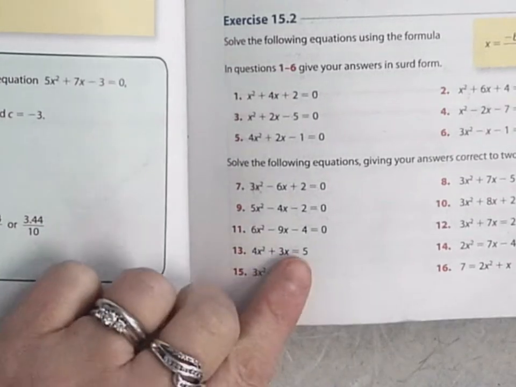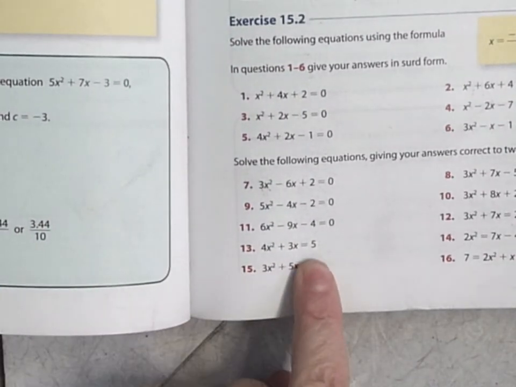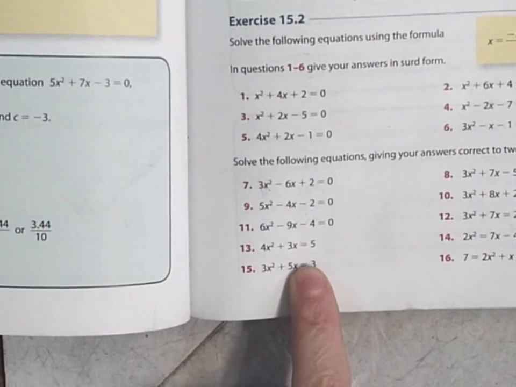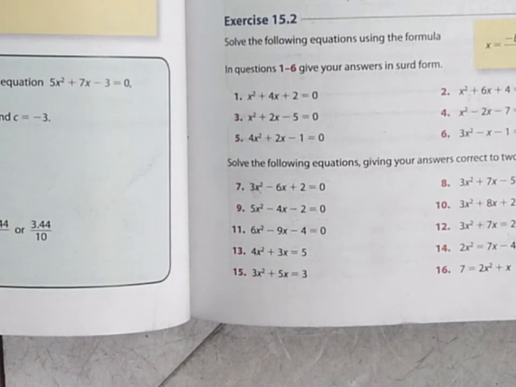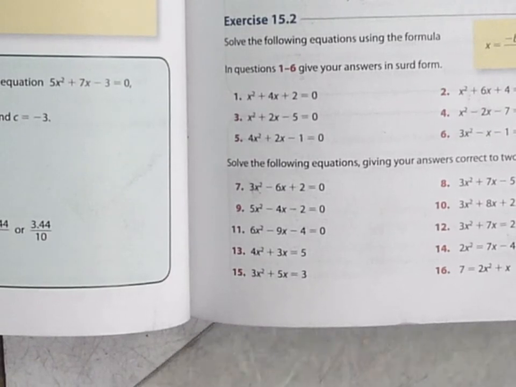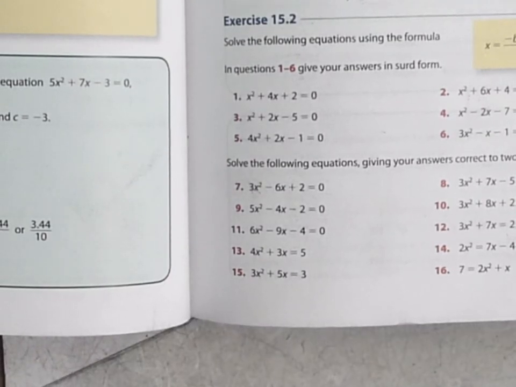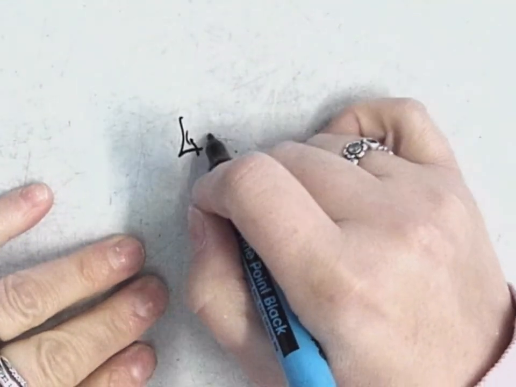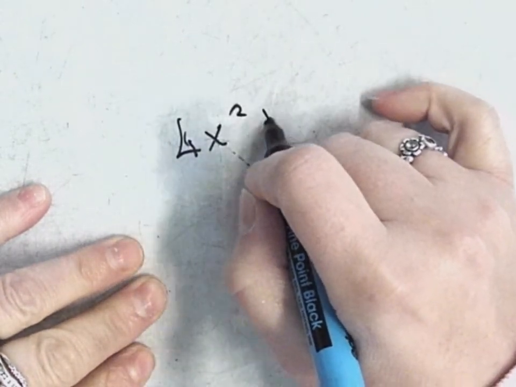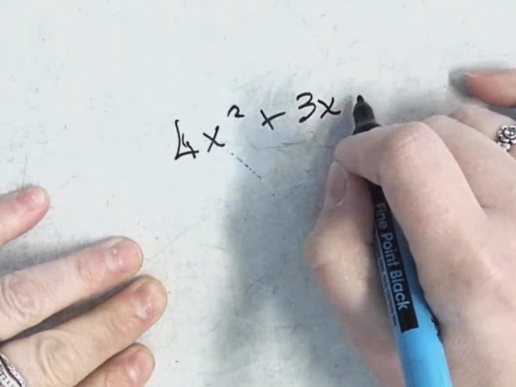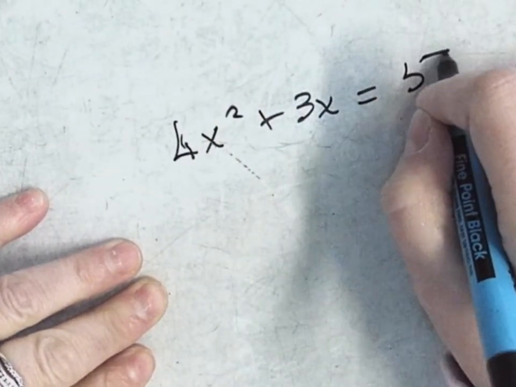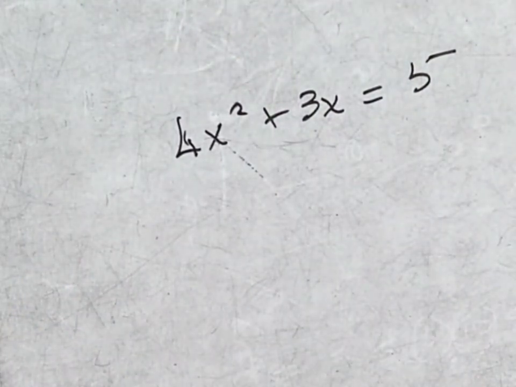Tell me what's different about it. It equals 5. Right, in order to use the minus b formula, girls, it has to equal 0. So I have to do something with that. It's 4x squared plus 3x equals 5. Now it has to equal 0. I'm not allowed to use the minus b formula unless it equals 0.